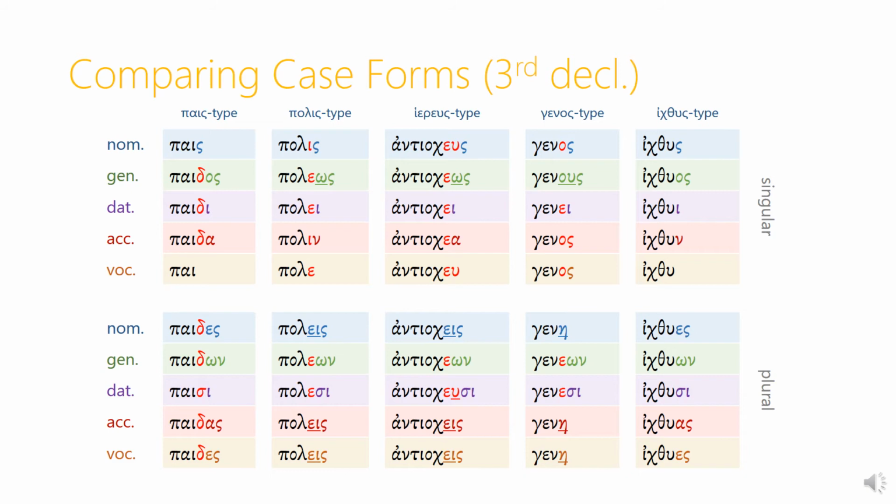But with the genos type, with the real stem gene, we have the dative singular form gene, epsilon iota, and in the plural, just like with the polis type, we have genesi, the real stem plus the sigma ending. Finally, in the ichthus type, we have ichthui for the dative singular, adding the iota onto the ichthu real stem. And in the dative plural, ichthusi, again, just adding the regular dative plural ending.